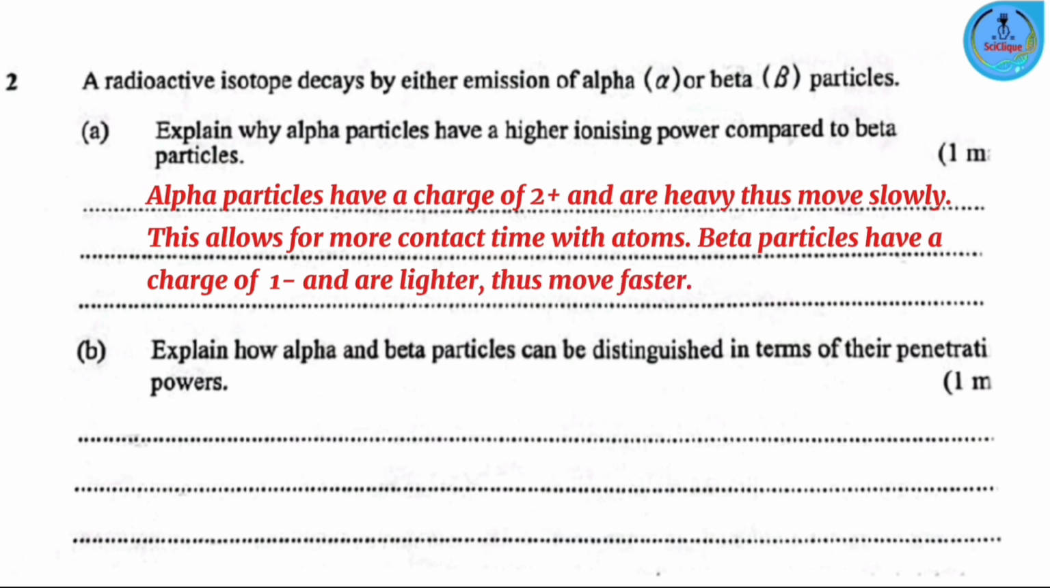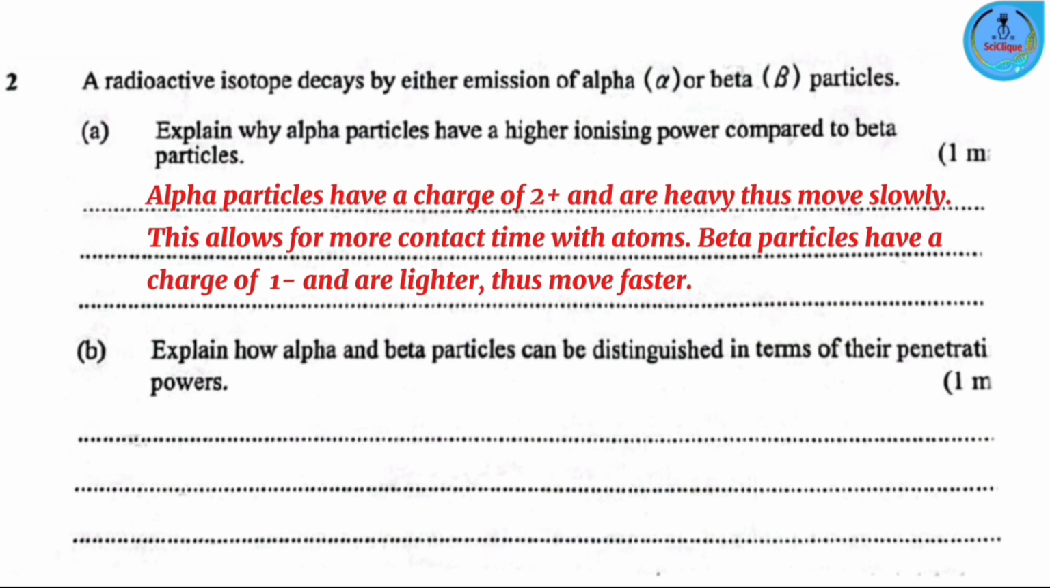Part B. Explain how alpha and beta particles can be distinguished in terms of their penetrating power. Now, this is another characteristic. The first characteristic was the ionizing power.